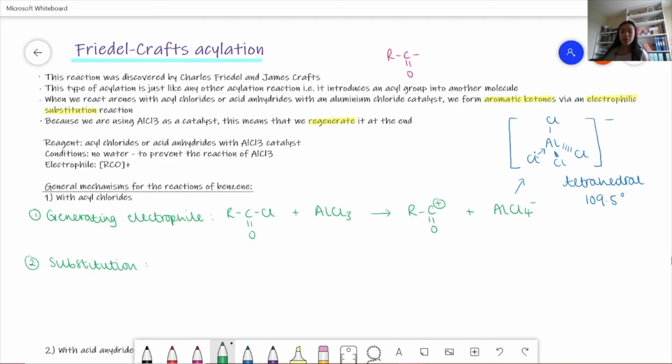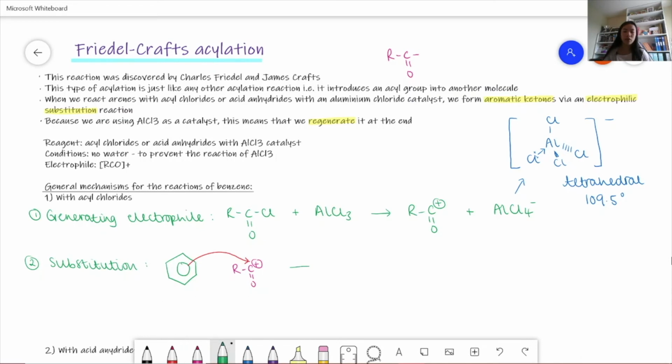So we start off with benzene. And then we have the electrophile. So we have this R, C double bond O, and a positive charge on the carbon. And then again, we have this area of high electron density where the delocalized electrons are inside the benzene. And so electrons move towards this positive charge on the carbon.